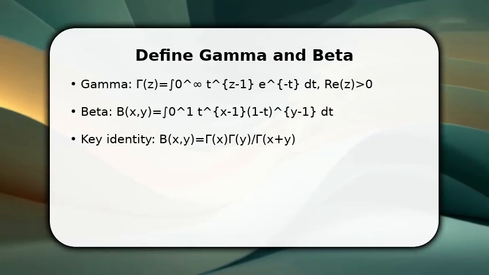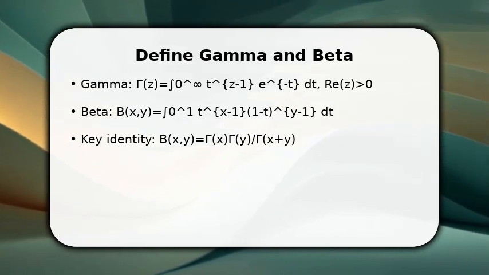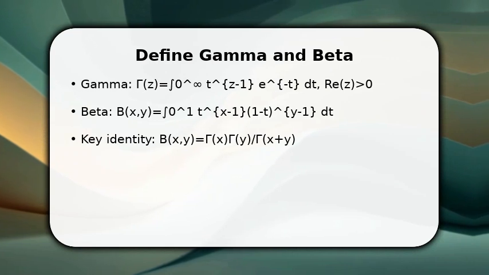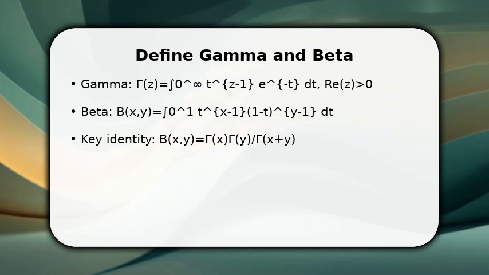You start by writing down definitions and the identity linking them. Write Γ(z) as the improper integral and B(x, y) as the unit interval integral. This matters because one integral transforms into the other.